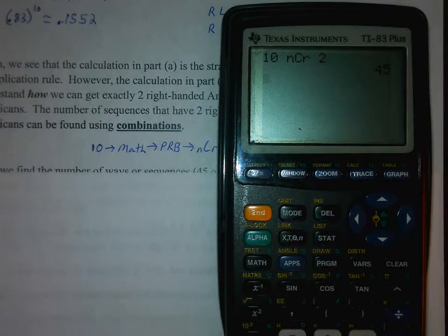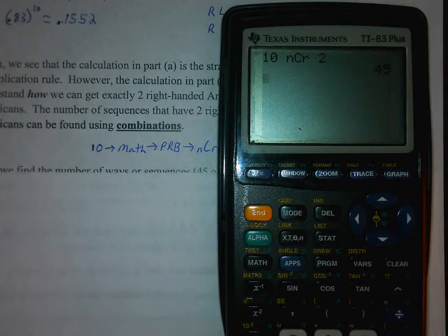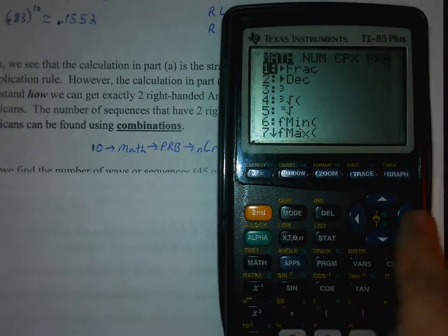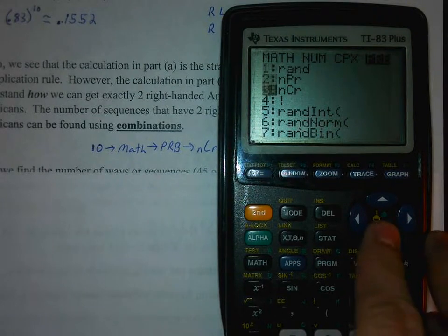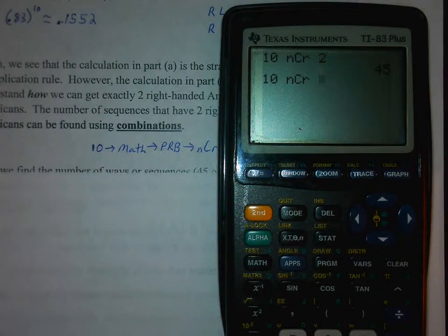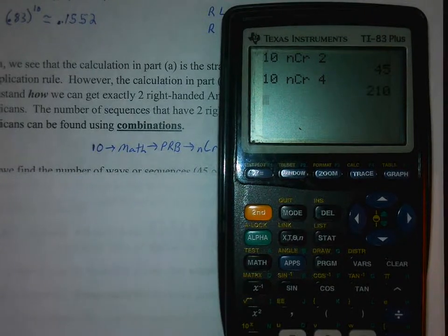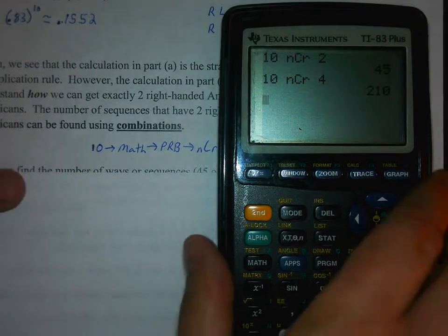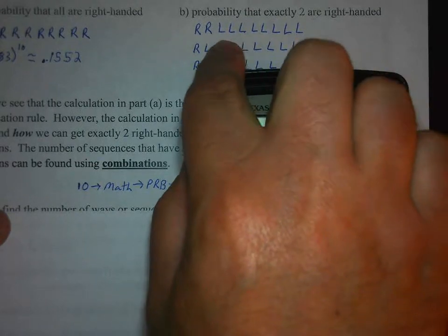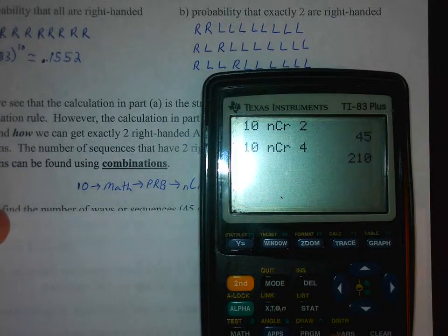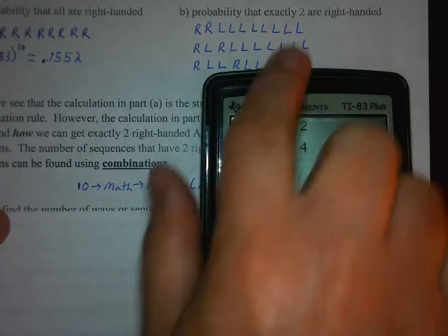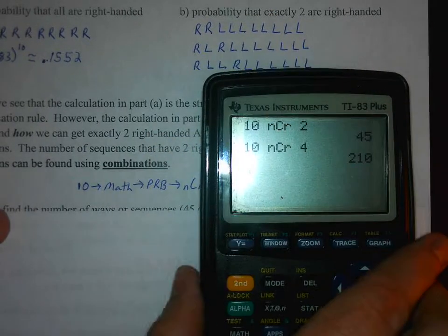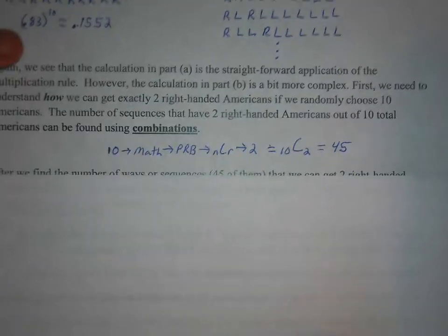Okay, suppose we were choosing 10 Americans and we want to find how many ways you can arrange 4 right-handed people. We would do 10, Math, over to PRB, choose nCr, and then enter 4, and that'll give us 210. So what that's saying is, if we wanted to arrange 4 R's and 6 L's, there are 210 of these sequences that we would list out. And again, that's a good way to ruin your weekend.